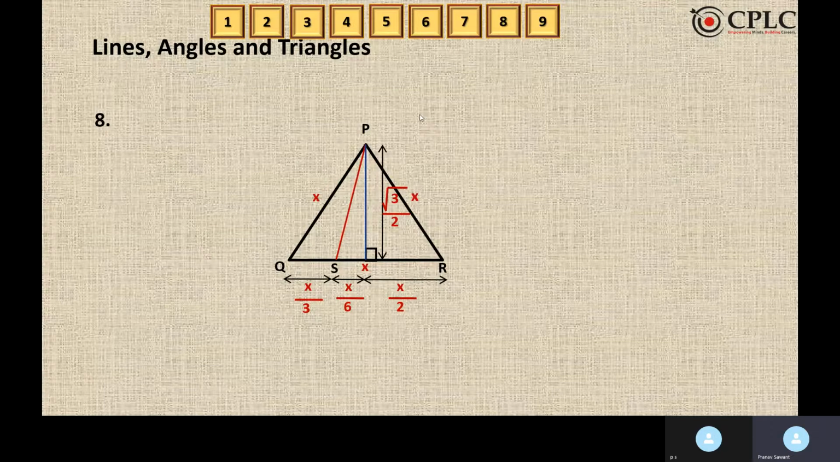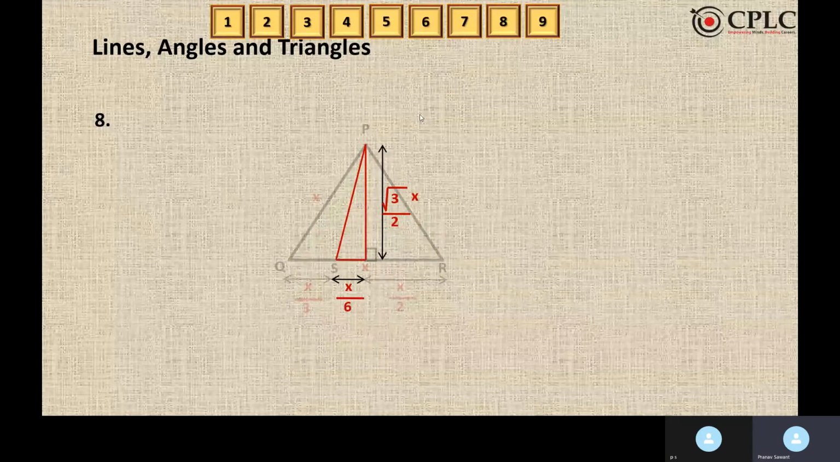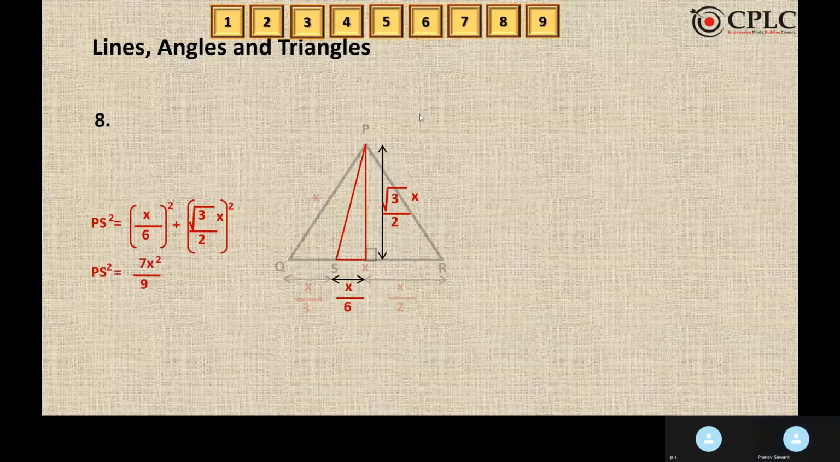Now, we know that the height of an equilateral triangle is square root of 3 by 2 into side. This also looks like a right angle triangle, isn't it? Now we have the height of the right angle triangle, we have the base of the right angle triangle. By using Pythagoras theorem, we can easily find PS square. So PS square is equal to 7x square upon 9. By taking the roots, we'll get root 7 by 3 into x. So option 1 is the answer to the 8th question.